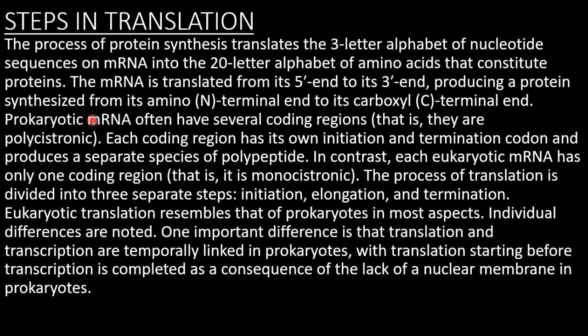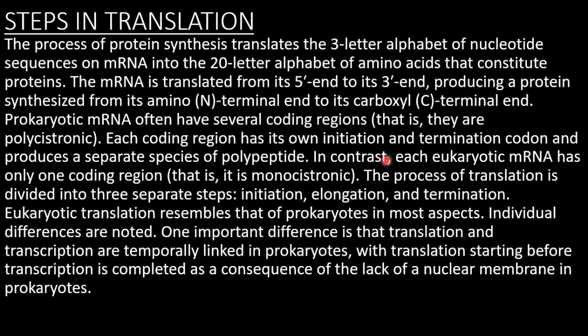Now, prokaryotic messenger RNA have several coding regions, so you can find one messenger RNA has different coding regions. So it is said to be polycistronic, okay? Can carry more than one gene. Each coding region has its own initiation and termination codon and produces a separate species of polypeptide, okay?